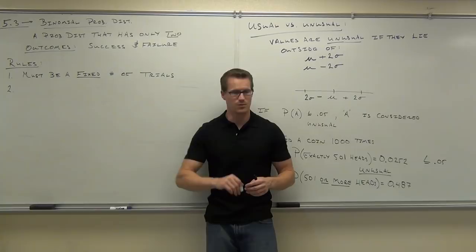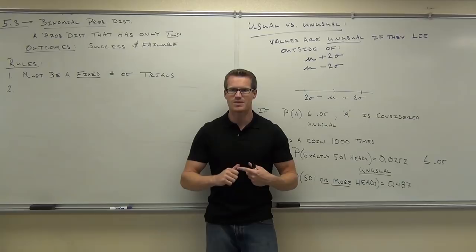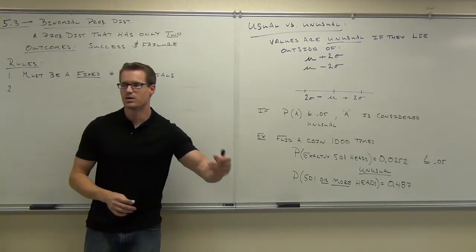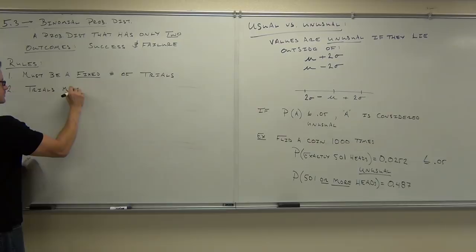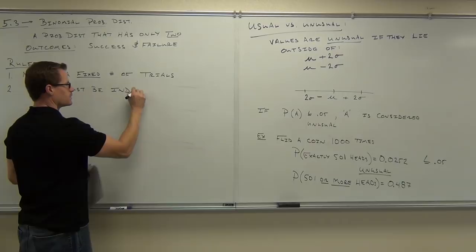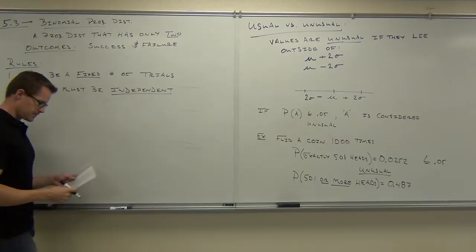I roll a die, I pick it up. Back to 1/6 chance for all those sides. Are you with me on this, folks? They've got to be independent. The probability of one outcome cannot affect the probability of another. Or I should say, the occurrence of one outcome does not affect the others. Trials must be independent. That means the outcome of one trial does not affect any of the others.